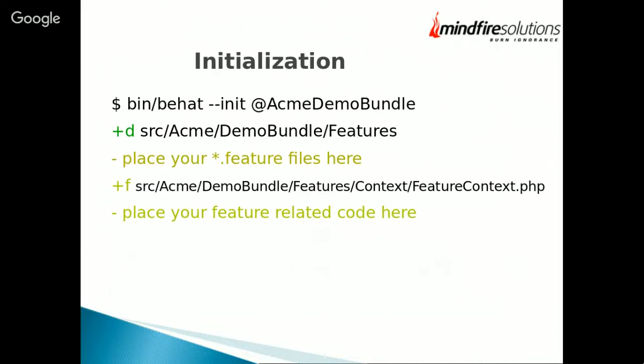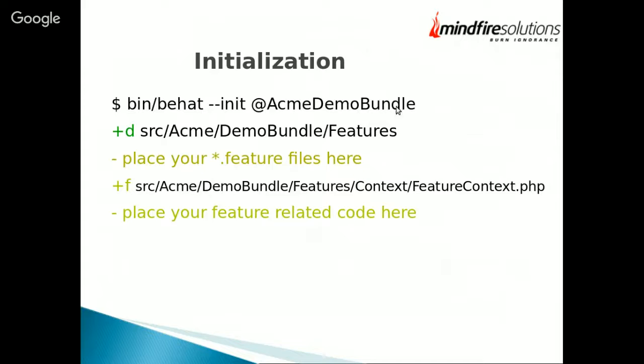Once you have installed and set up Behat, the next step is to initialize and create the features directory to store all the features. When you run this command, bin/behat --init with the bundle name, the Behat tool creates the features directory inside the bundle, and you'll get almost the same output in the terminal as well. It also creates a feature context file where all your feature related code will be. As I said, feature related code tells how to run the tests by inspecting the scenarios.